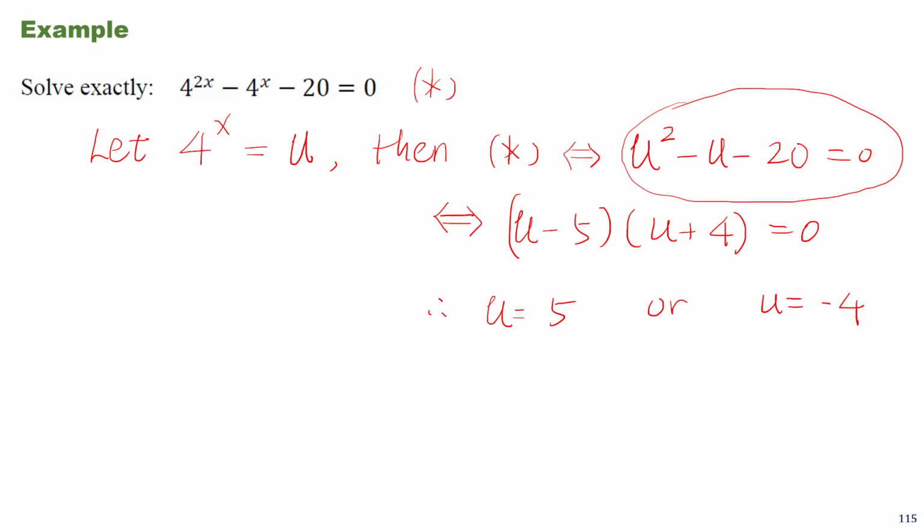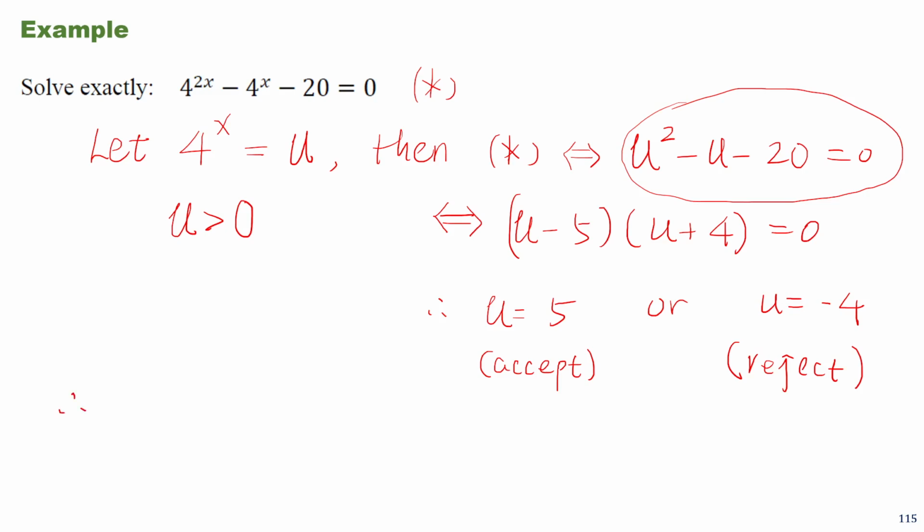The problem is, can we accept both of them? Note that u equals 4 to the power of x. No matter what x is, 4 to the power of x is always positive, right? So here u must be a positive number. You cannot accept anything other than a number from 0 to positive infinity. So we can accept the first number: u is 5 has no problem because 5 is greater than 0. But u equals negative 4 is not possible, right? u cannot be a negative number, so you need to reject this solution.